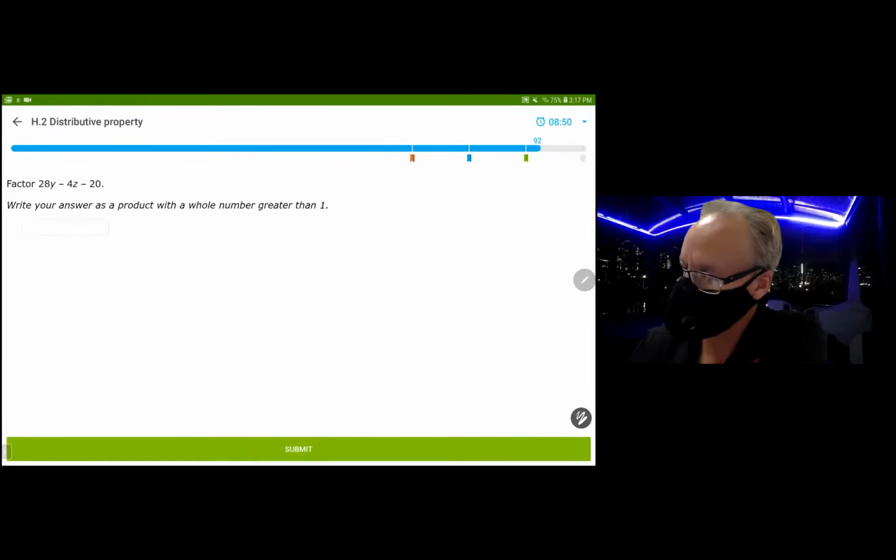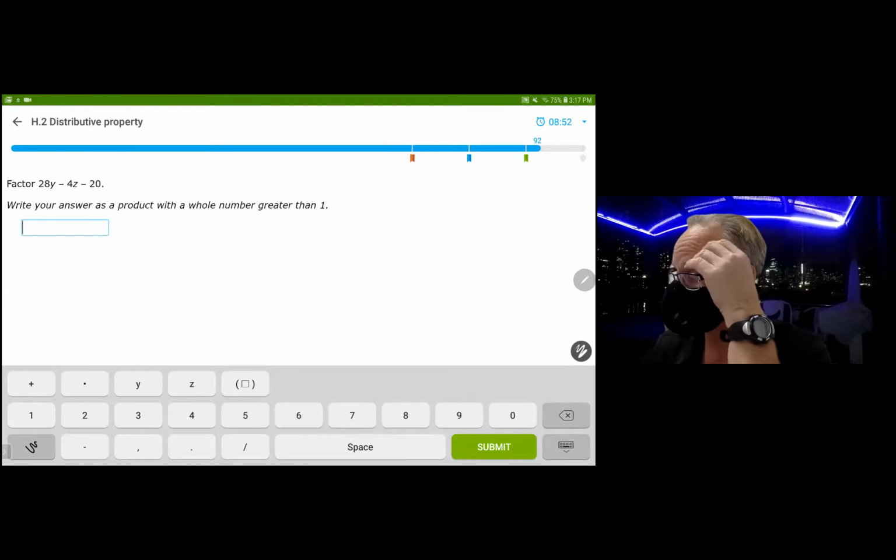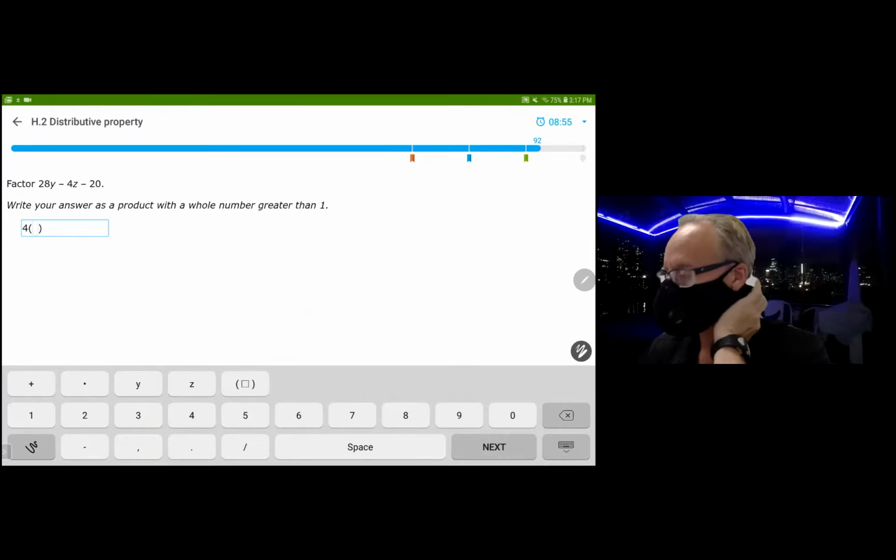In this one, we're going to take out the 4. So we take out the 4 out of all 3 terms, and we have a 7y. Don't forget the space, minus z, minus 5, and it distributes correctly.